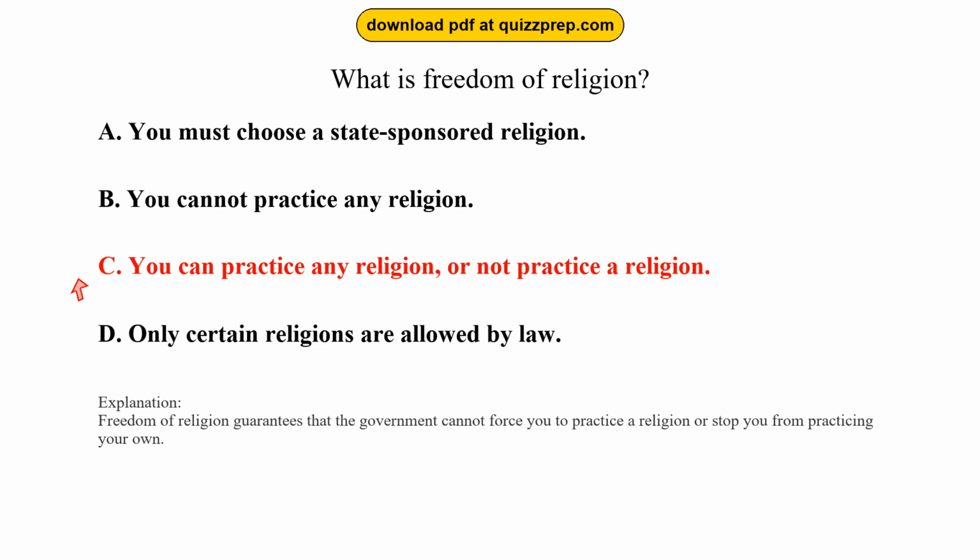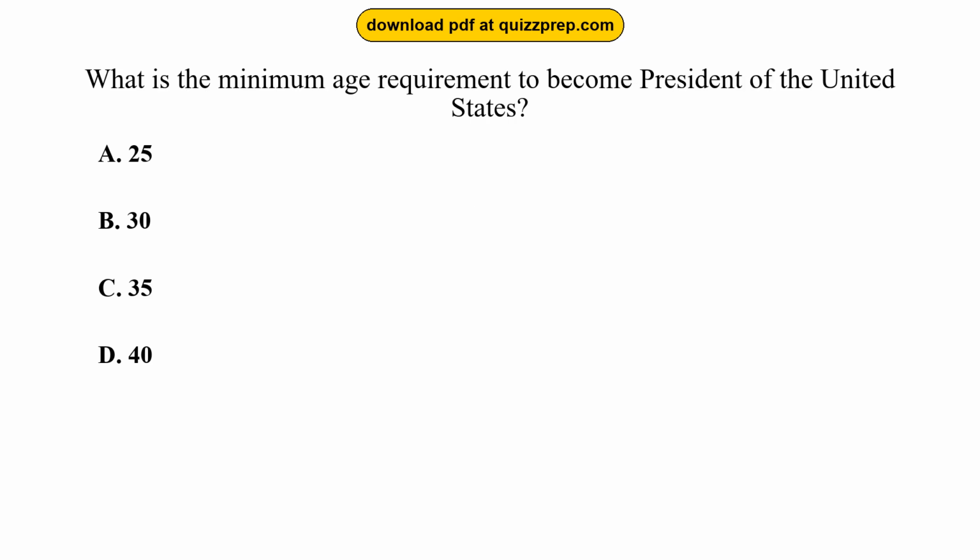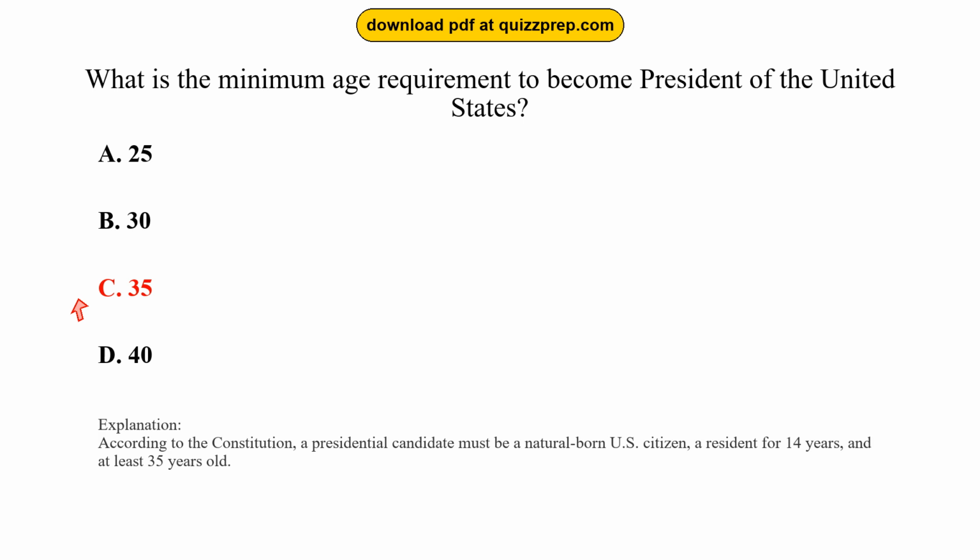Question 56. What is the minimum age requirement to become President of the United States? Option A 25, option B 30, option C 35, option D 40. The correct answer is option C, 35. According to the Constitution, a presidential candidate must be a natural-born U.S. citizen, a resident for 14 years, and at least 35 years old.